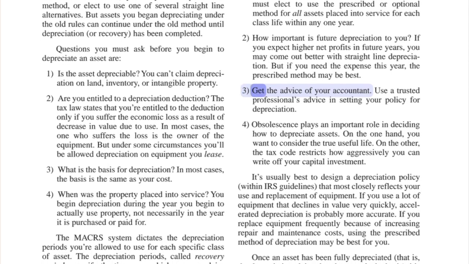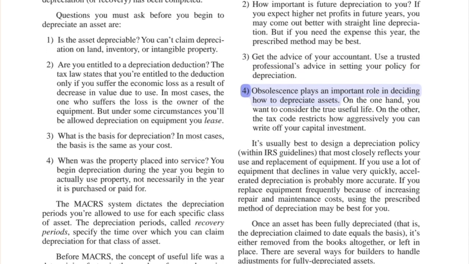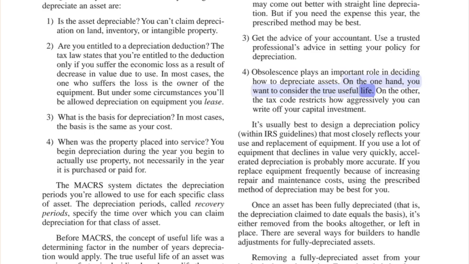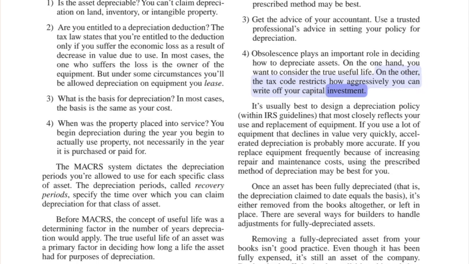3. Get the advice of your accountant. Use a trusted professional's advice in setting your policy for depreciation. 4. Obsolescence plays an important role in deciding how to depreciate assets. On the one hand, you want to consider the true useful life. On the other, the tax code restricts how aggressively you can write off your capital investment.